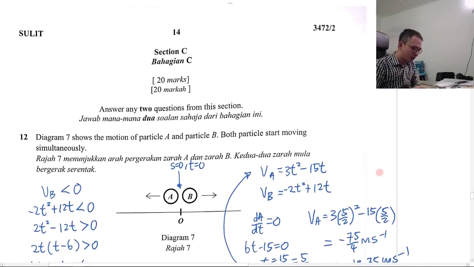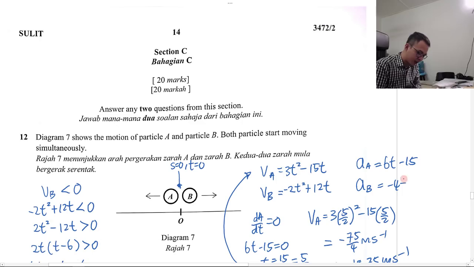So what I will do here is I want to find the acceleration of A and the acceleration of B also. So for acceleration of A, that means I need to differentiate V, so I will get 6t minus 15. This one will give me negative 4t plus 12. Because they say they will have the same, right? So I will do something like acceleration of A will be the same as acceleration of B.